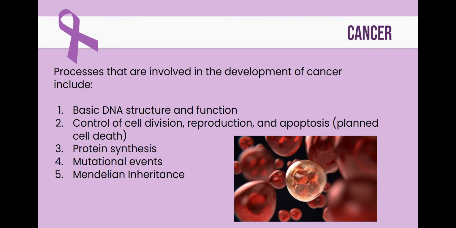So, processes that are involved in the development of cancer include basic DNA structure and function, control of cell division, reproduction, and apoptosis. Cancer cells have sort of an immortality. They do not die. That is what makes them so dangerous. They divide at a higher rate than they should, which is what grows tumors, these masses of cells that aren't needed for function, and they reproduce more frequently.